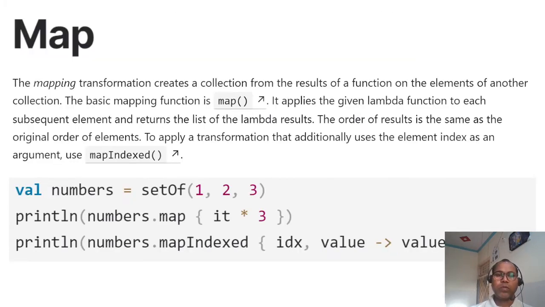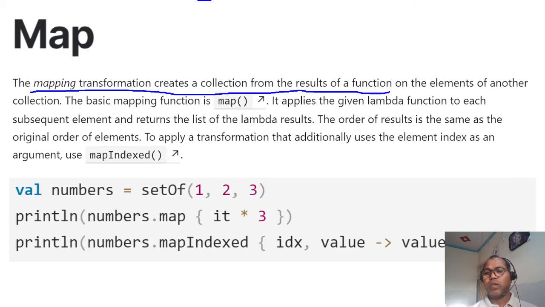So now let's talk about map. As I discussed earlier, map is a mapping transformation, which creates a collection from the result of a function applied to the elements of each collection.